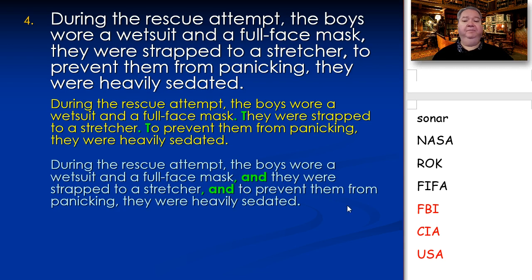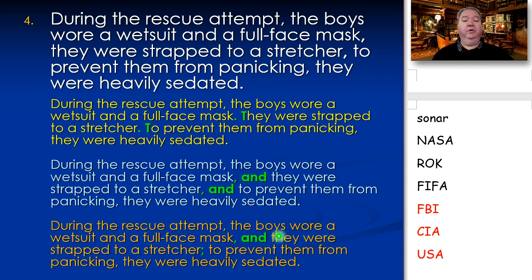Something like this, I think, would look better. During the rescue attempt, the boys wore a wetsuit and a full face mask, and they were strapped to a stretcher. So that works. Then I just use a semicolon here, so I'm using a conjunction here and a semicolon here, a little variety. To prevent them from panicking, they were heavily sedated.